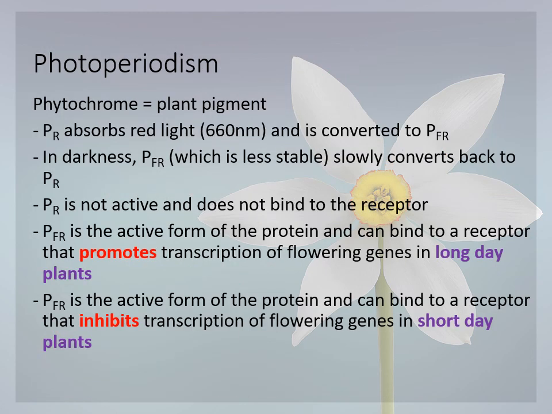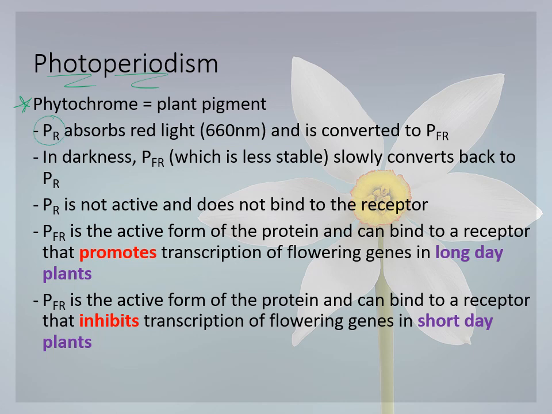Because that activation or inactivation of those genes being transcribed, being translated, depends on the amount of light, we call this photoperiodism. Period being the length of time, photo being the light or the lack of light. So photoperiodism, how much light, not light, are we getting? And that's going to influence that gene expression. It's all dependent upon that phytochrome plant pigment.